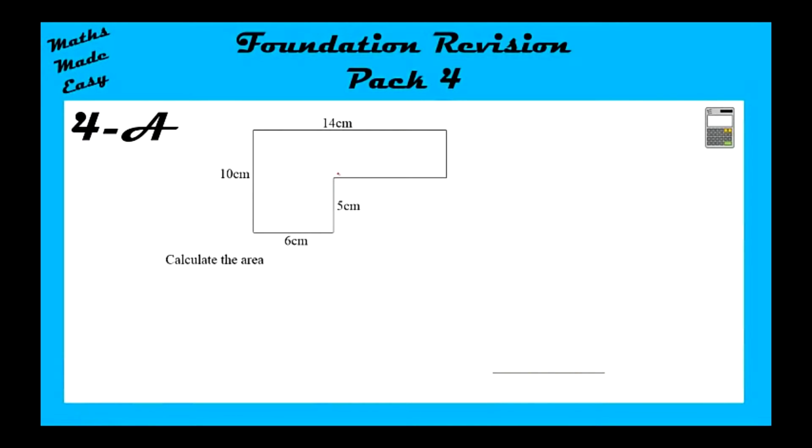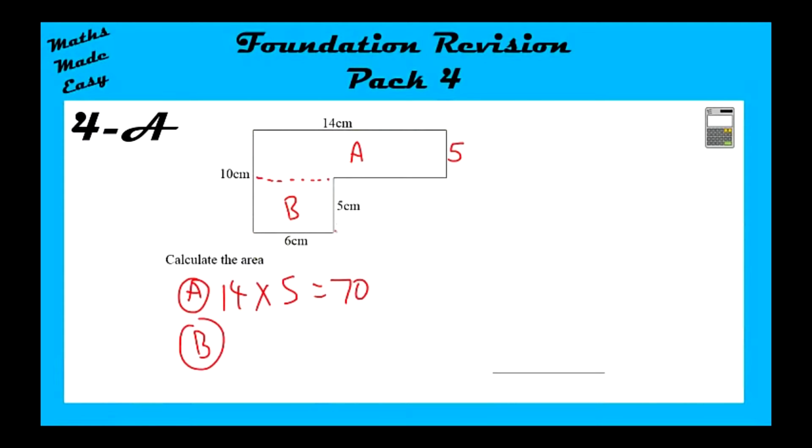Question 4a, calculate the area. So we have a compound shape here, which you would need to split into 2 shapes. Now this is only one way of doing it. You could split it vertically as well here. There's shape A and shape B. So shape A is a rectangle which is 14 along the top and the height of which is 5. The reason it's 5 is because this whole height is 10, that height is 5. 10 take away 5 is 5. So for A we need to do 14 times 5, which is 70. B is simply 6 by 5. 6 times 5 is 30. Add those together and you get 100 centimeters squared.